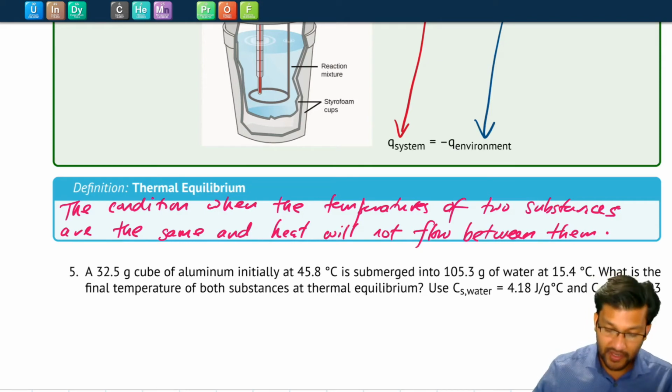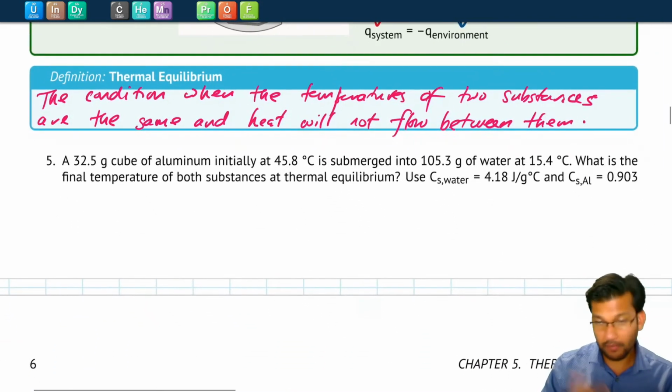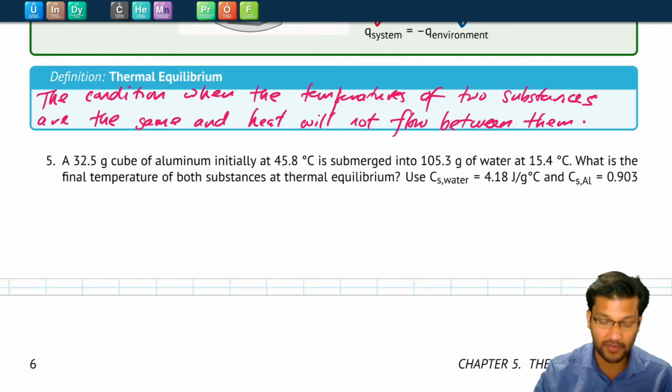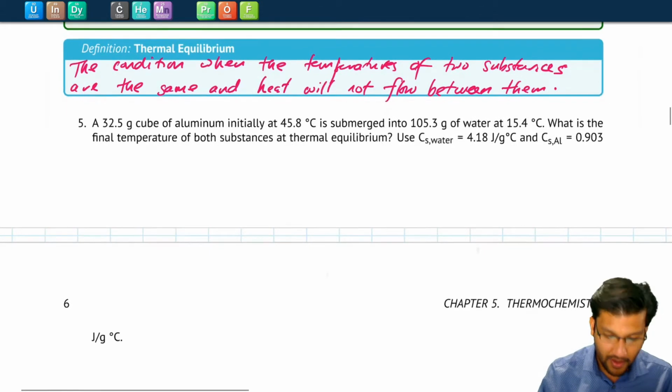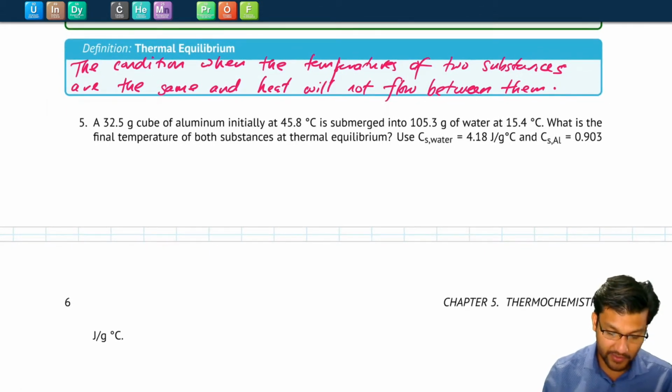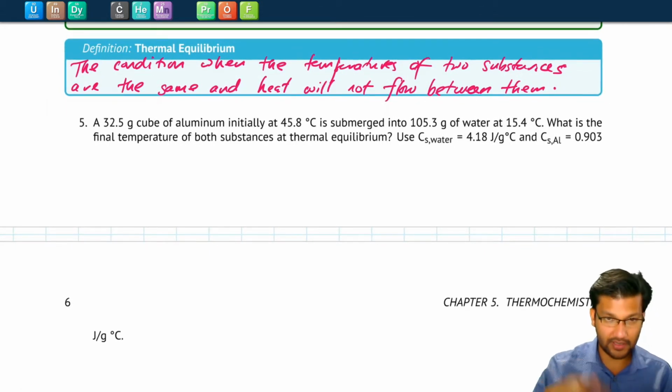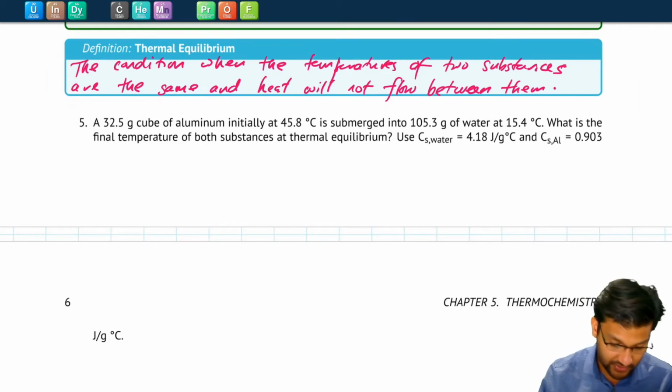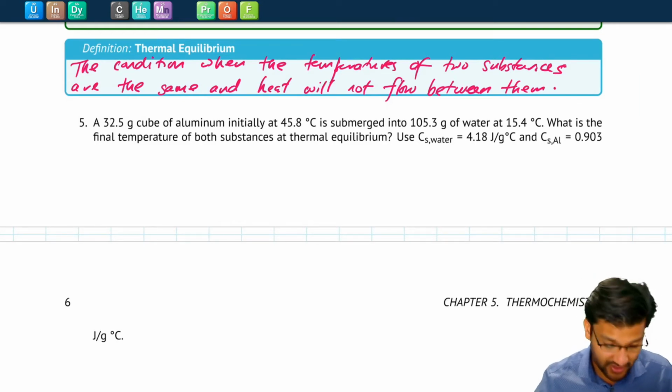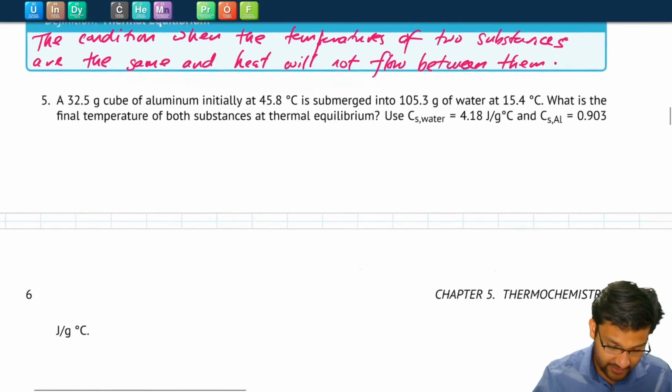Thermal equilibrium. So all pairs of substances, if you keep them in contact with each other, and leave them for long enough, will eventually come to thermal equilibrium. All right, I'll do one practice thermal equilibrium problem in this video, and I'll do the rest in the other video to keep these videos short. Hopefully they're kept short.